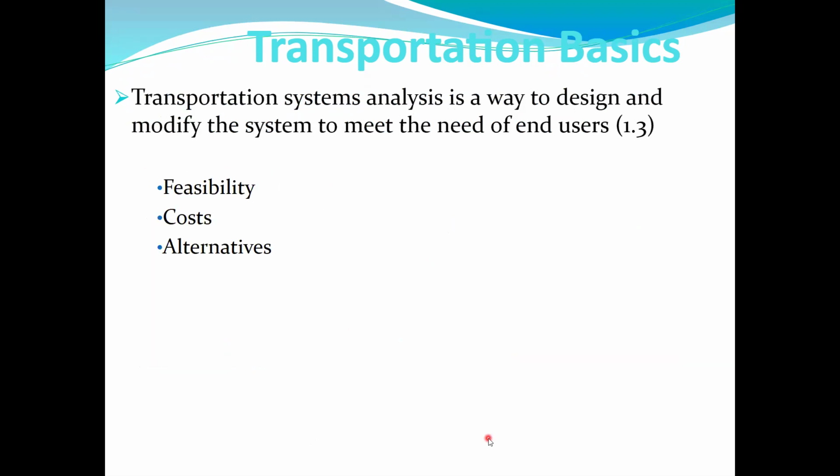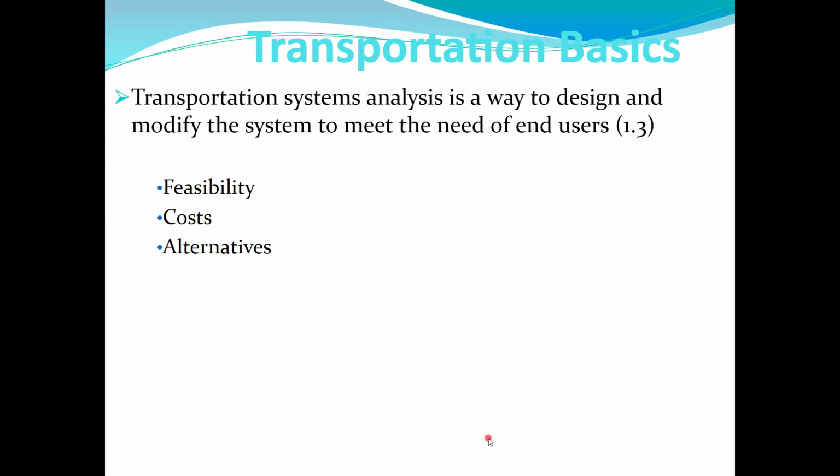Transportation system analysis is a way to design and modify the system to meet the need of end users. We always have to keep the end users in mind. Always, always, always. So when we are trying to meet the need of end users, we have to look at feasibility, whether or not physically you can build that infrastructure. And then we have to look at the cost. Do we have the resources to actually build that infrastructure? And if not, where do we get those resources? What are the costs that we need to cover?